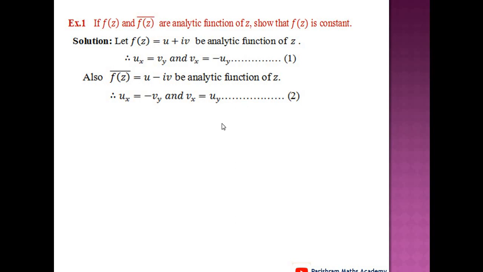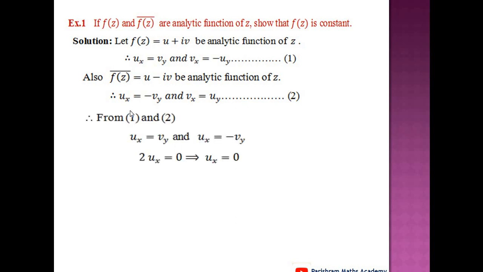Then from equations 1 and 2: in equation 1, ux = vy, and in equation 2, ux = -vy. By addition, ux + ux, that is 2ux, while vy and -vy cancel, equals 0. It means ux = 0. Also, from equation 1, vx = -uy, and from equation 2, vx = uy. Again, by addition, 2vx = 0. It means vx = 0.